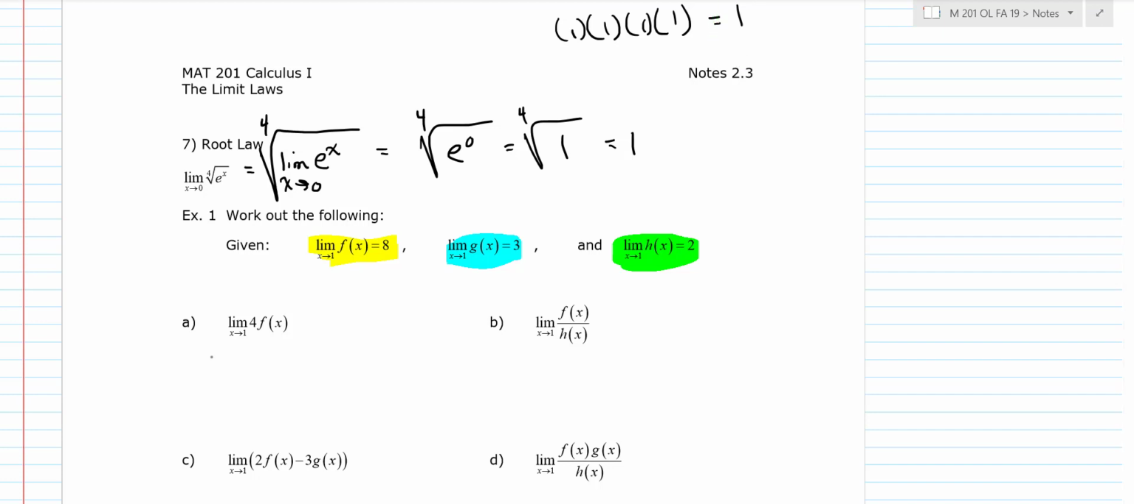So what we're going to do on each one of these is we're going to use limit laws to work these out. Now I realize as a teacher that students can do a lot of these in your head, but the goal of this is you want to write your steps in such a way that I know that you know the limit laws. So this one basically is the constant rule.